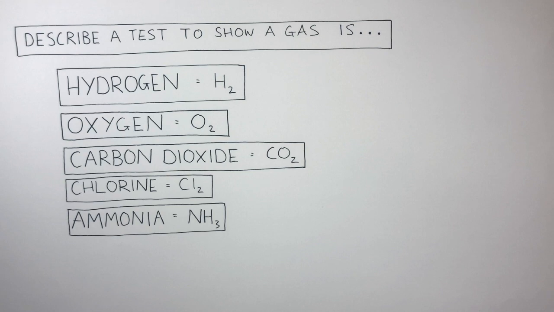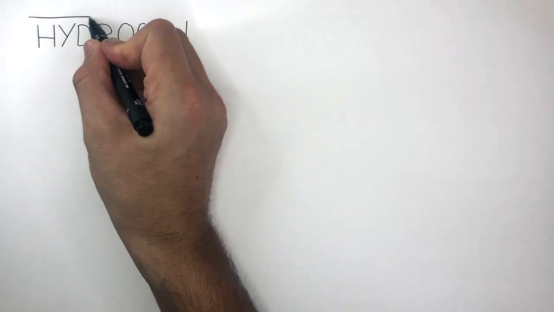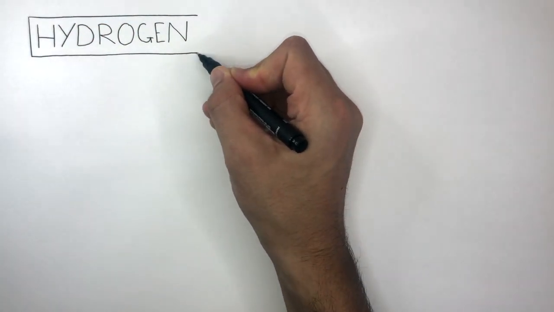So if you ever see this question, describe a test to show a gas is, and then one of the following gases, you need to know which test to use and what are the observations. So hydrogen gas is identified using the squeaky pop test.